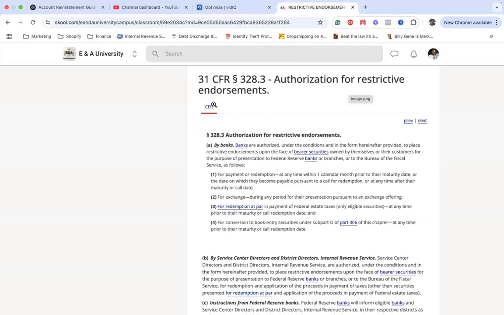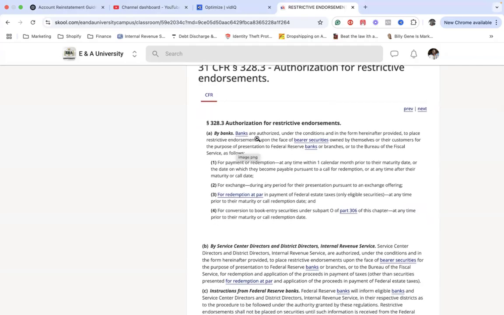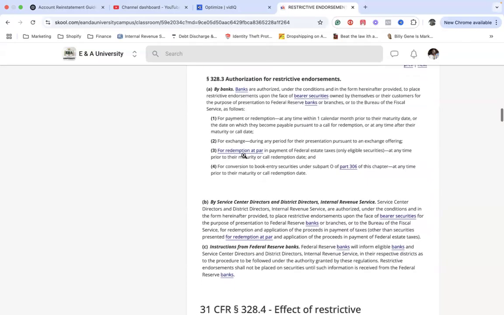So, authorization for restrictive endorsements by banks. Banks are authorized under the conditions and in the form hereinafter provided to place restrictive endorsements upon the face of bearer security owned by themselves or their customers for the purpose of presentation to the Federal Reserve banks or branches or the Bureau of Fiscal Services for payment or redemption at any time within one calendar month. So this is going over the very specifics of how banks are authorized to do so.